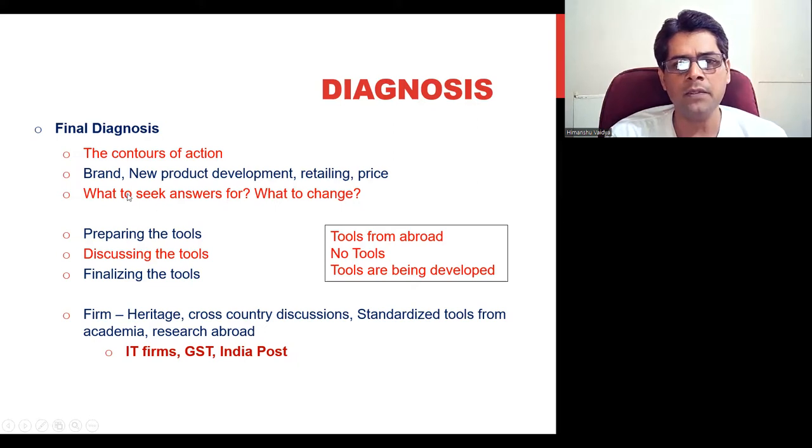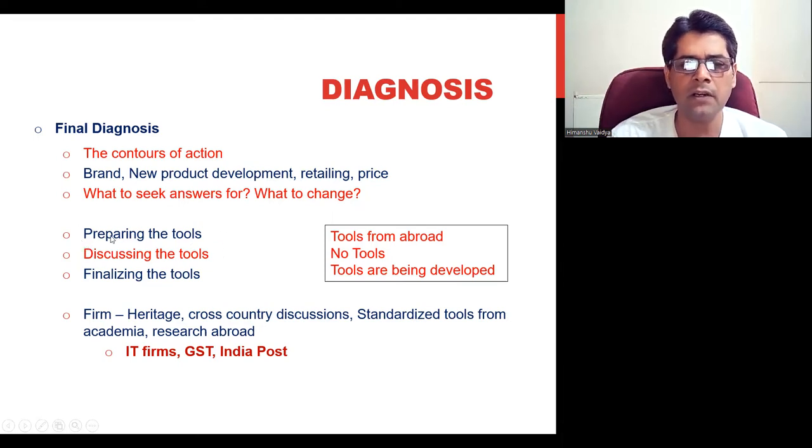So what becomes clear is what answers are we seeking, what questions are we trying to address, how to bring about a change, and what is the action plan needed for it. Once this is clear in final diagnosis, we start preparing the tools for investigation. Once we are clear what to investigate, we start preparing the tools.